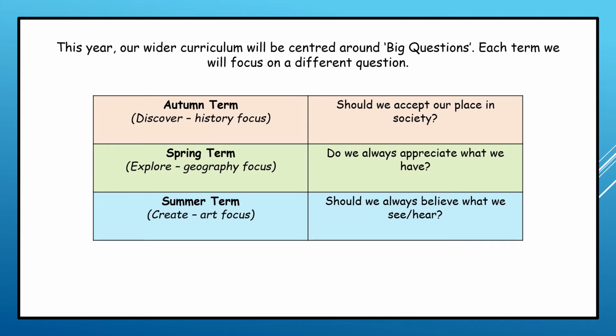This year, our wider curriculum will be centred around big questions. Each term we will focus on a different question. So in the autumn term, that's our Discover term, so it has a history focus, and we look at the Victorians in particular, but our big question is, should we accept our place in society?